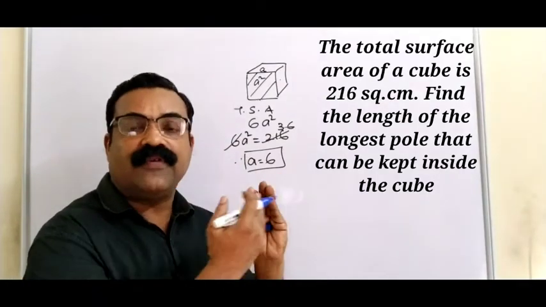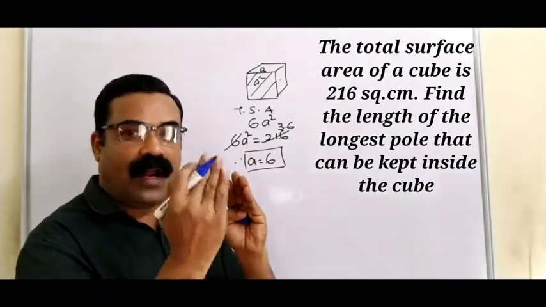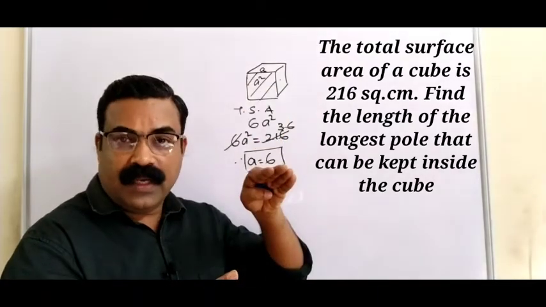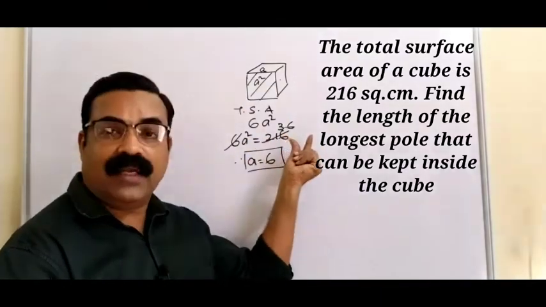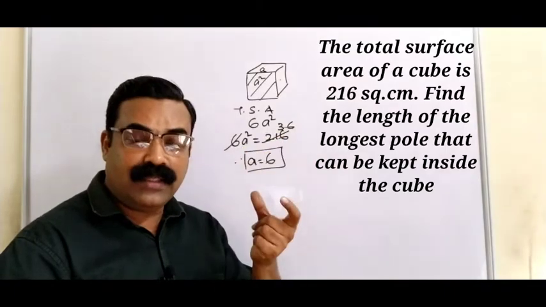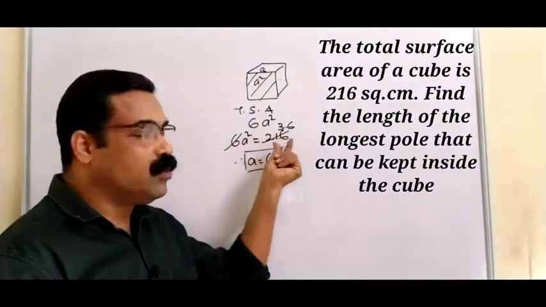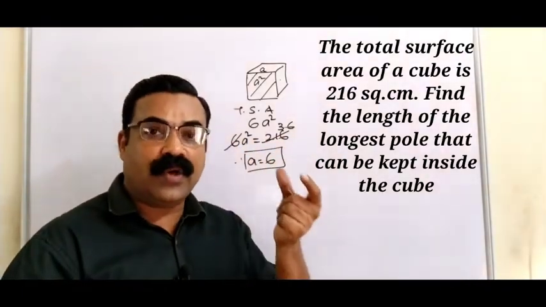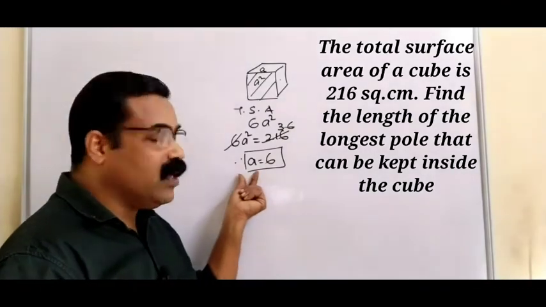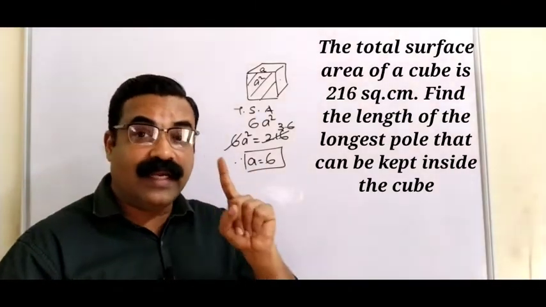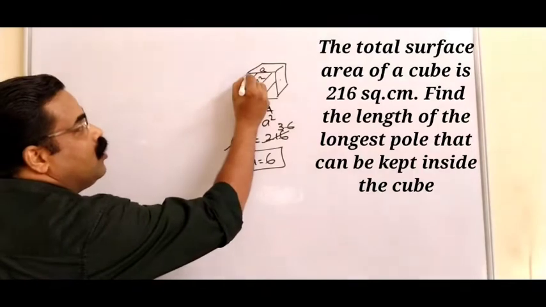There are 6 sides for a cube: 4 lateral sides, 1 top and 1 bottom. So 6a² is equal to 216. That means you can cancel the 6 and 216. You will get a² equal to 36. So from that we get a equal to 6. So one edge is equal to 6.